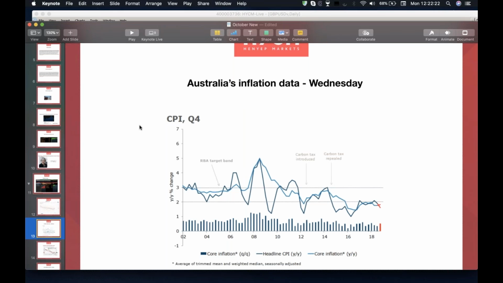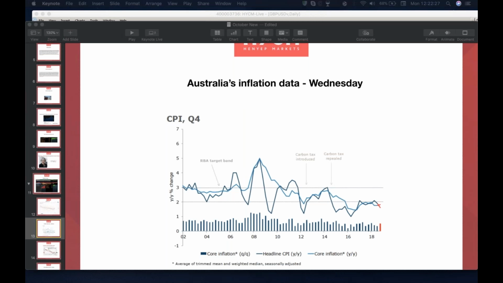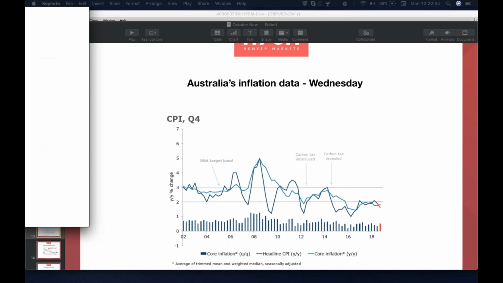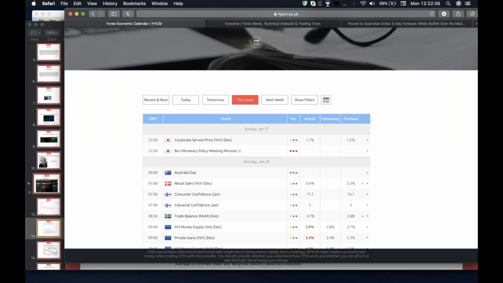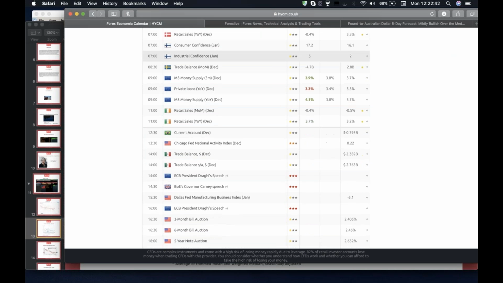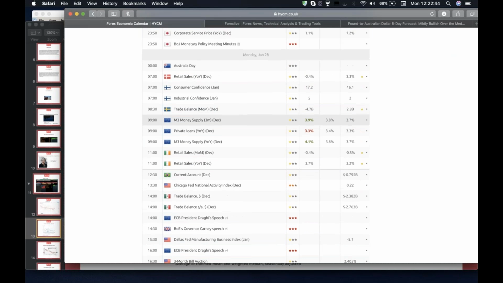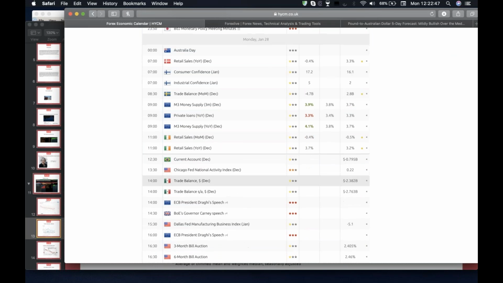Now let's have a look at the calendar. I'll just bring the calendar across. Just bear with me one moment as I bring across HYCM's calendar. Here we go. Now, looking first and foremost, we have Monday, at 2 o'clock GMT is our first interesting meeting. We have Draghi speaking. Now, this is a speech from Draghi, and the market will be looking at this speech to get clues from Draghi as to what's happening with the euro.